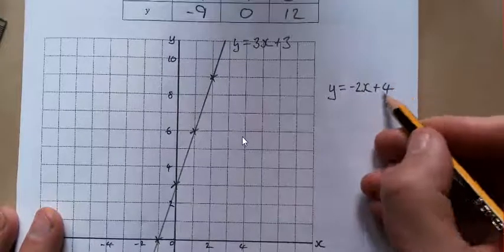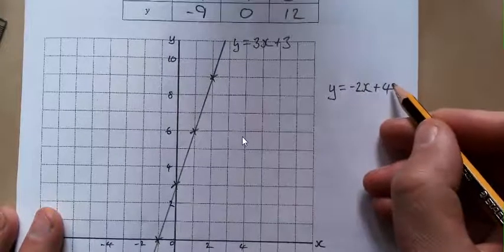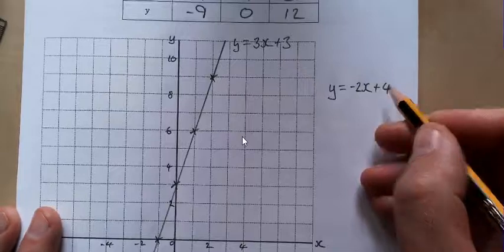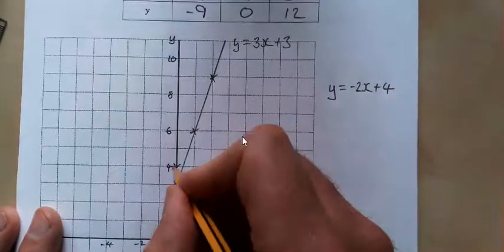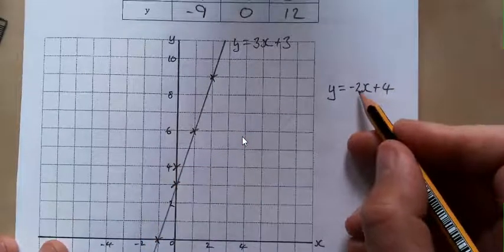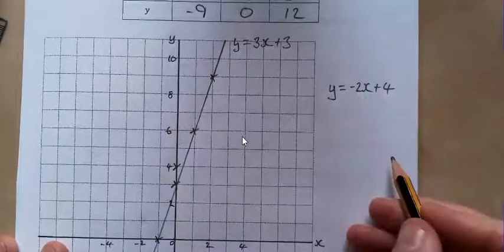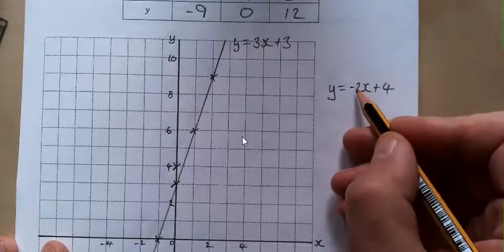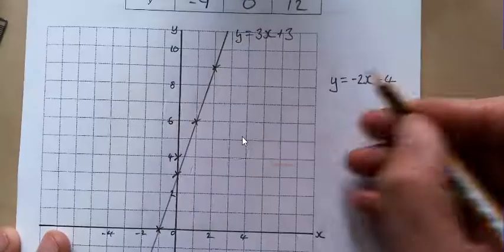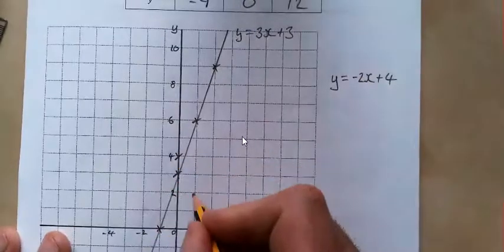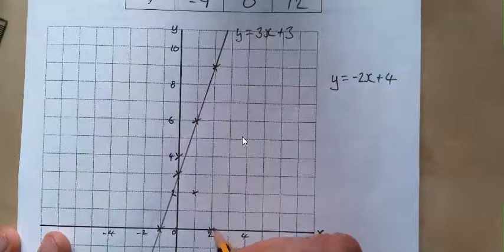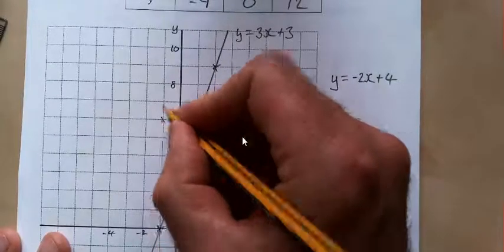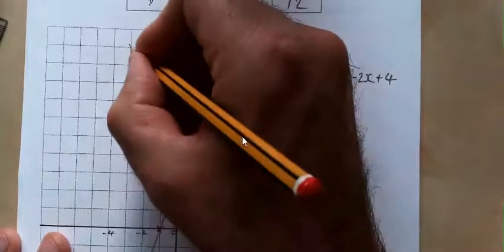I take this 4 because I know that's the y-intercept, so I know this line crosses the y-axis at 4. And a gradient of -2 means every time I go across one to the right, I go up -2. That's a silly way of saying that, obviously. That's the same as going down 2. So across 1, down 2, across 1, down 2, across 1, down 2, and you soon get the idea of the shape of the line.